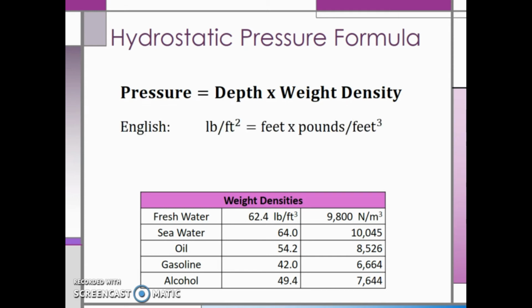In the English system, our units for pressure are pounds per square foot, with the depth measured in feet and the weight density measured in pounds per cubic feet. In the metric system, the pressure is measured in pascals, or newtons per square meter, the depth is in meters, and the weight density is in newtons per cubic meter. In the next video, we will look at a couple of calculations with hydrostatic pressure.